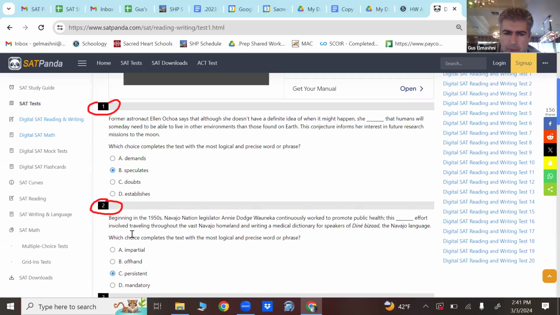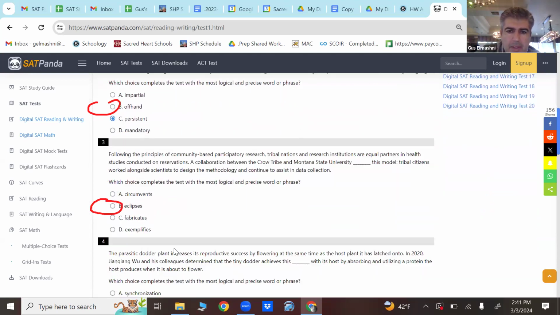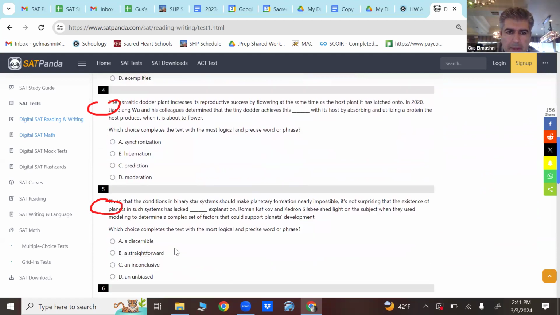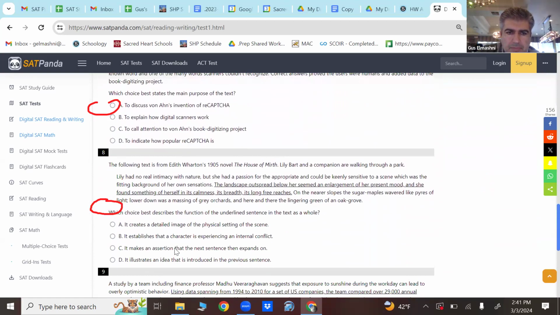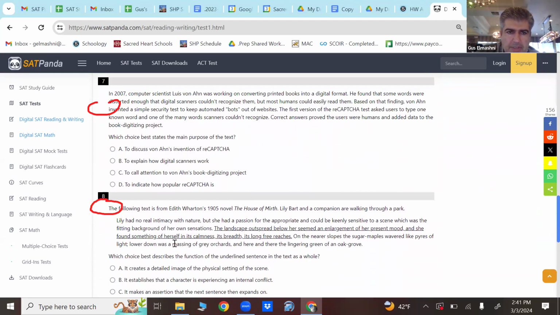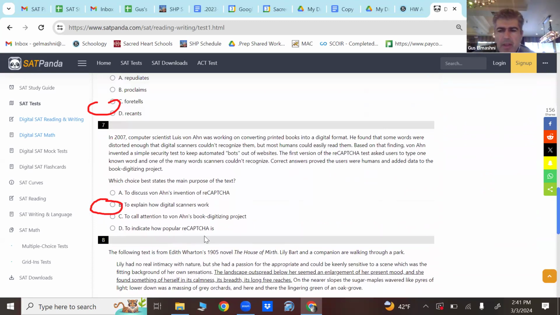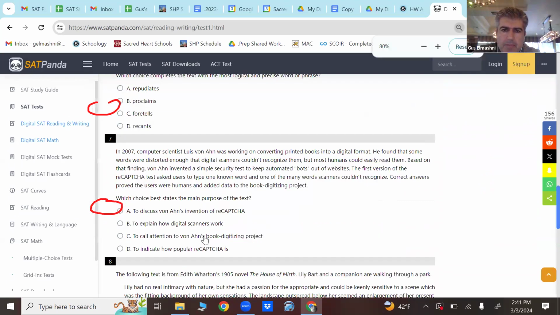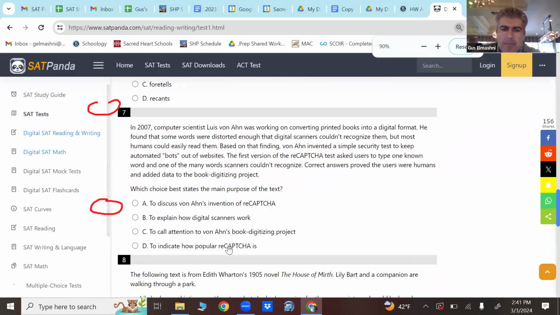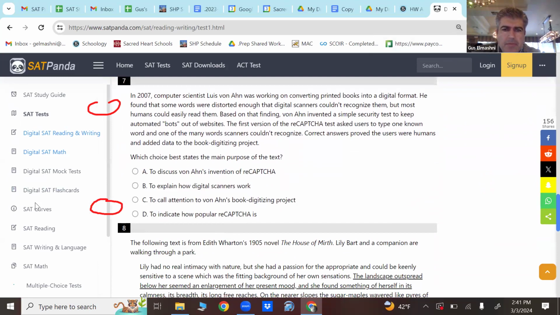Let me look at two really quickly. Okay. Let's try a different type. Main purpose of the text. Let me zoom in a tad. Don't try 7. You want the main purpose.